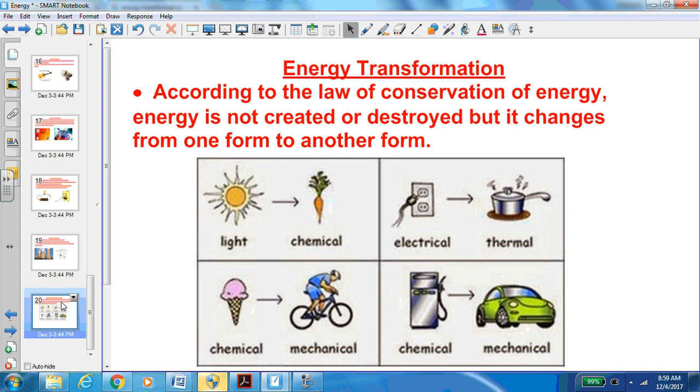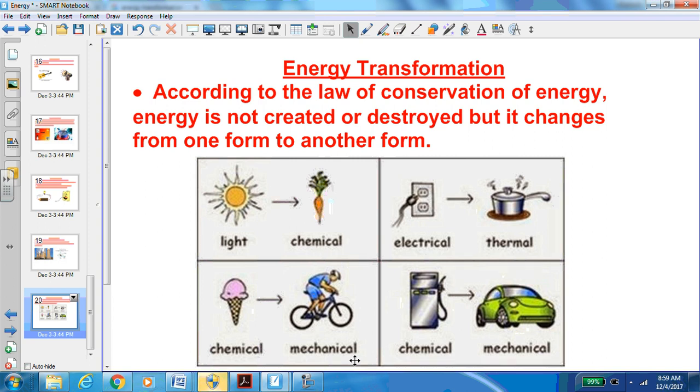Now, when energy changes from one form to another, that's what we call an energy transformation. Energy rarely stays in the same form all the time. Transformations are happening around us all the time, all day, every day. Energy transformation comes from the law of conservation of energy, which states that energy cannot be created or destroyed, but it can change from one form to another, which is what happens all the time with energy. Forms of energy are constantly changing. Here are a few examples of some ways that energy can change from one form to another.